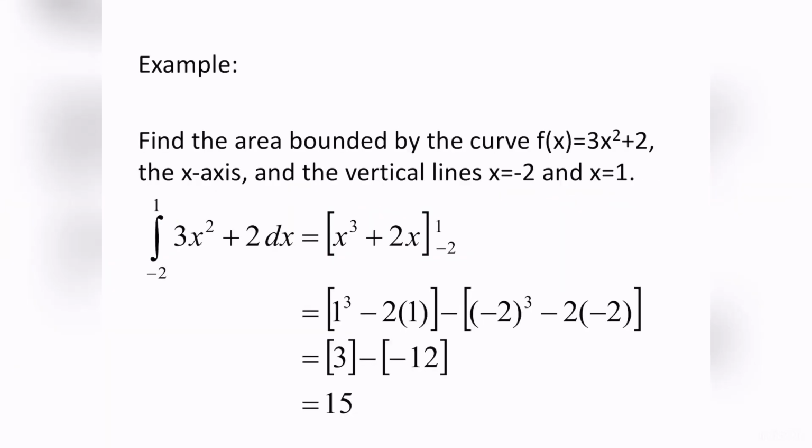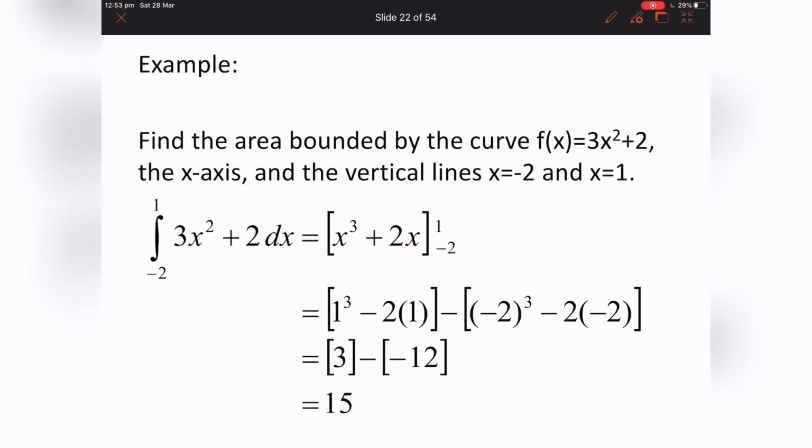Okay, so in this example, find the area bounded by the curve f(x) = 3x squared plus 2, the x-axis, and the vertical lines where x equals minus 2 and x equals 1. So the lower limit is minus 2 and the upper limit is 1. So the integral of 3x squared plus 2 dx, where this dx applies to all the terms here.